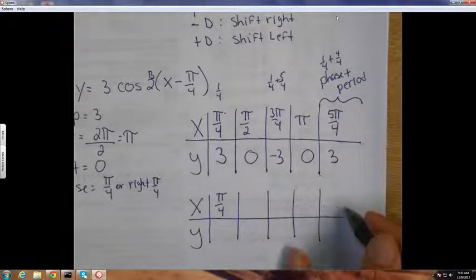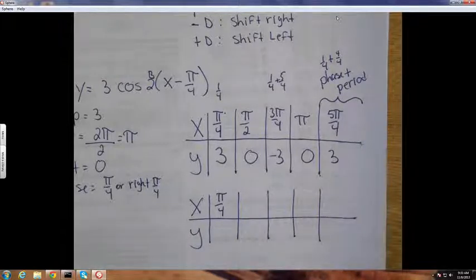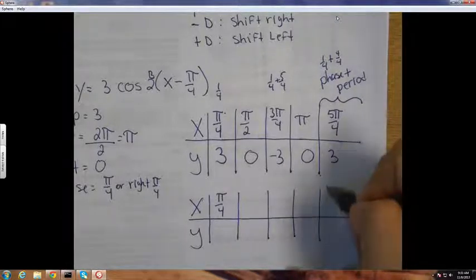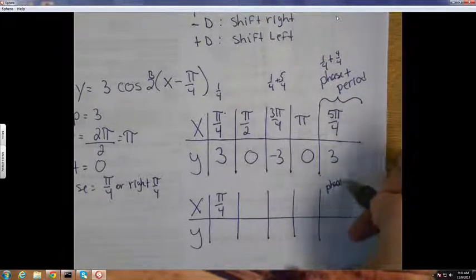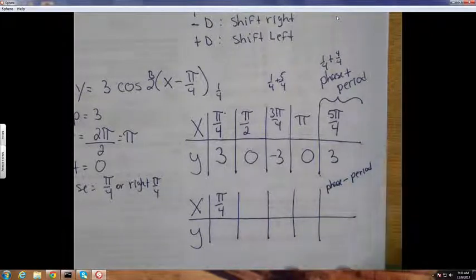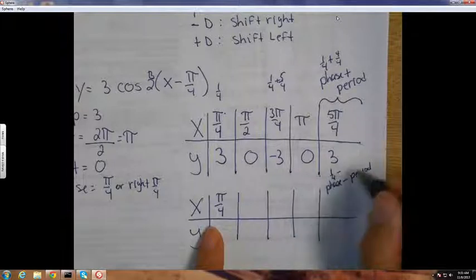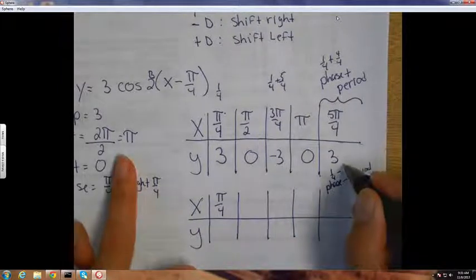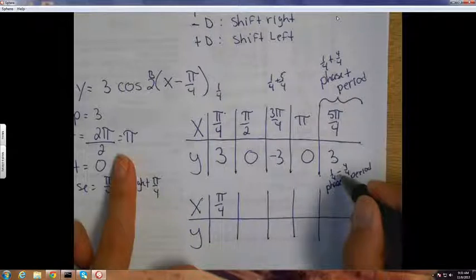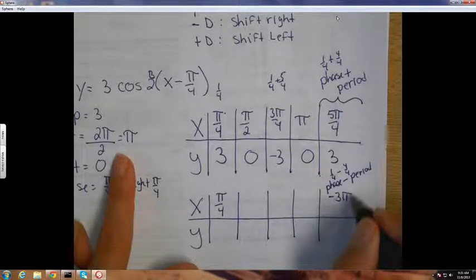Now, if I'm at pi over 4 on a number line, and I want to back up 1 full period length, it's going to be phase minus the period length. So phase is 1/4. Subtract, the period is 1 pi, so 4 over 4. What's 1 minus 4? -3 pi over 4.